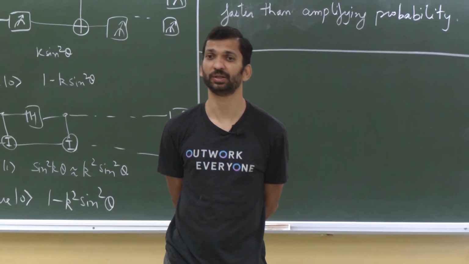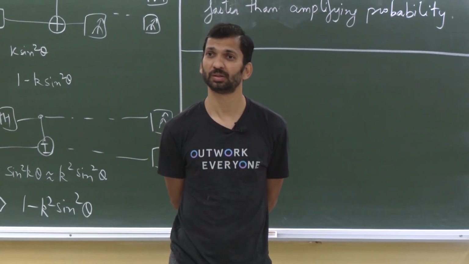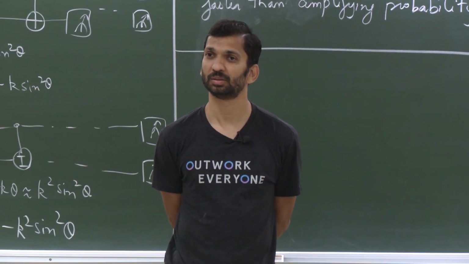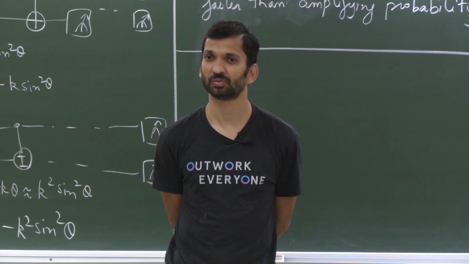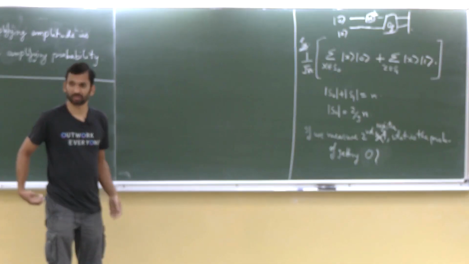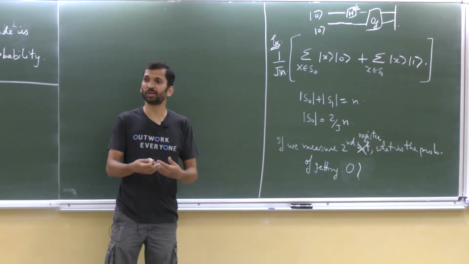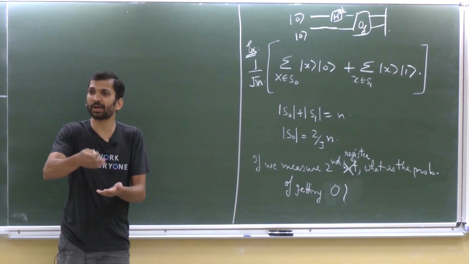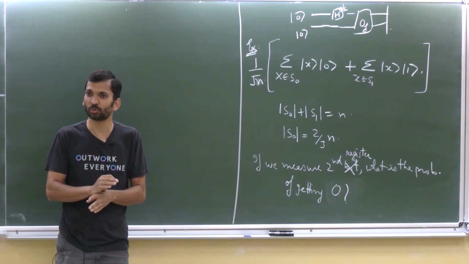Okay, one answer is 2/3. Anyone else? How many people are convinced that the value is 2/3? 1, 2, 3, 4, 5, 6. Okay. Why is it 2/3? Every element of S0 will get the probability of 1/n. So 1/n multiplied by 2/3 times n, so you get the probability 2/3.